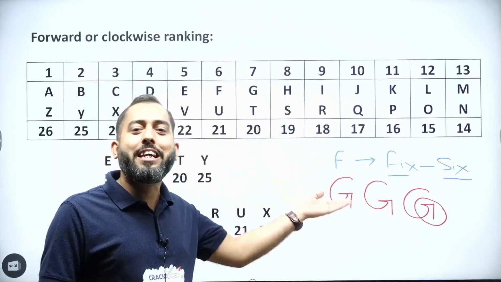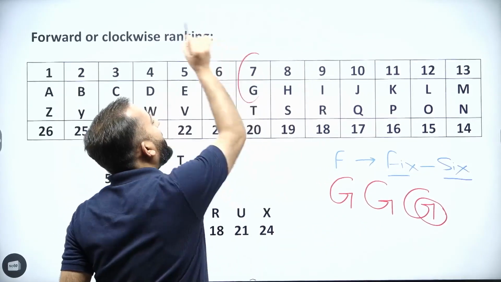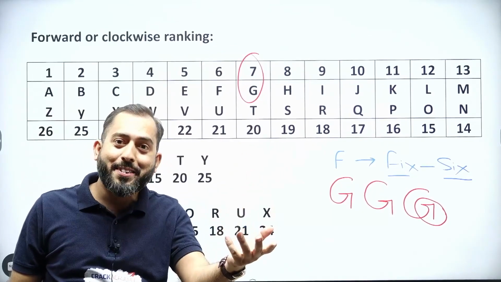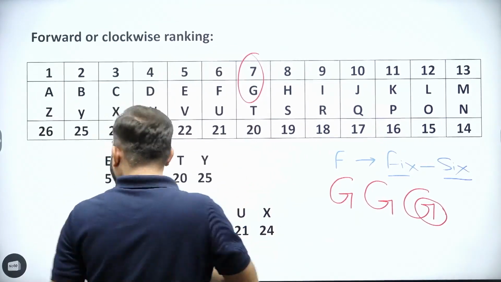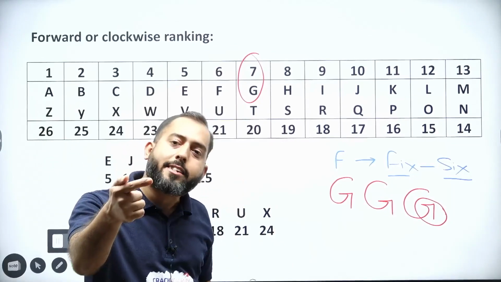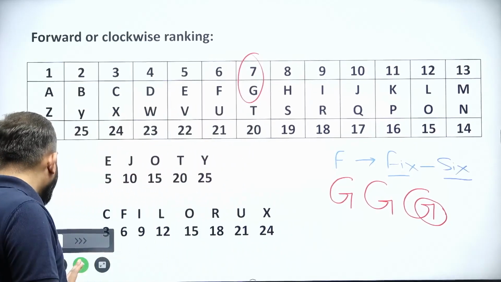So alphabetically, the rank of G is 7. You can cross-check. Alphabetically, the rank of G is 7 if you go forward or clockwise, right? Similarly, F is fixed at 6, and G is 7 at the base.